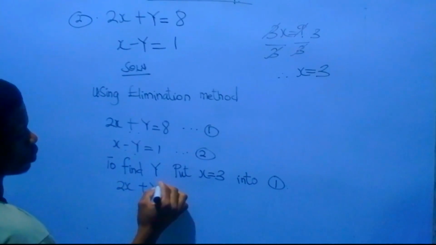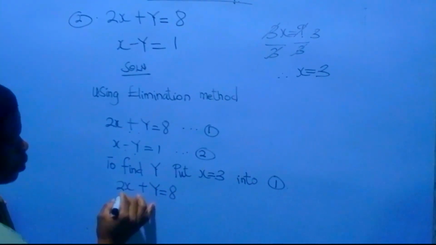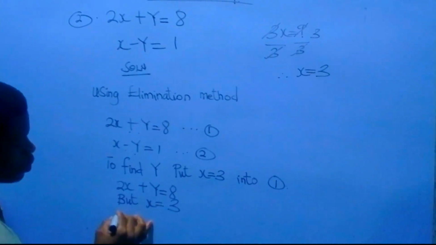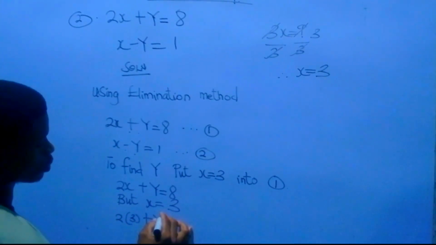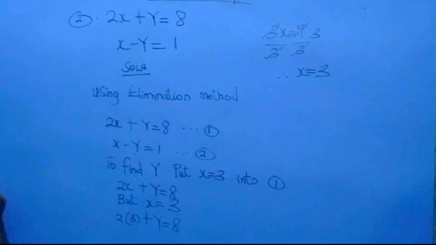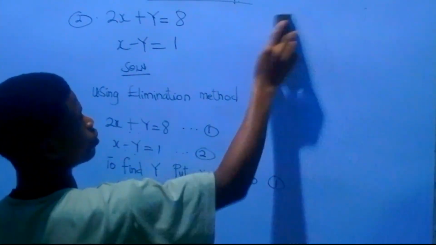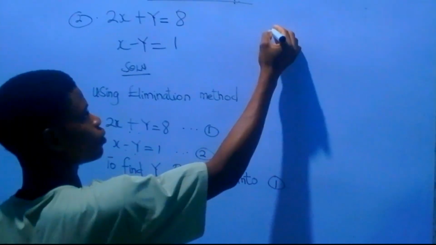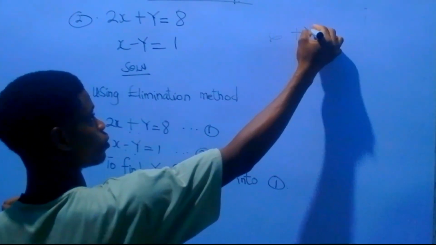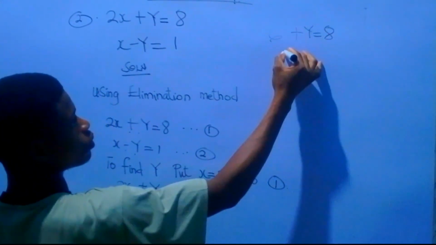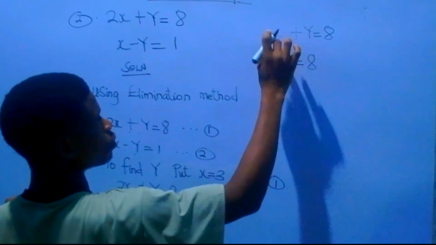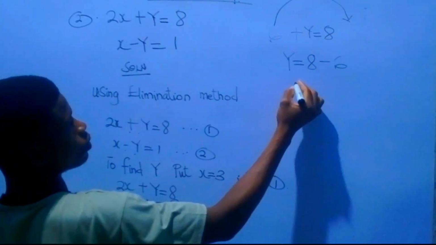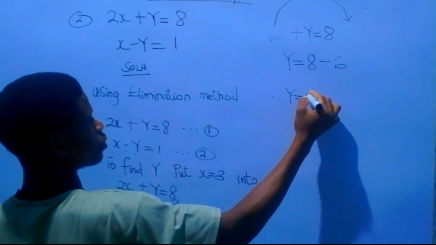So now I'll write equation 1. Wherever I see x, I'll put x is equal to 3. You see it, the 2 and the x are multiplying. So 2 times 3 is 6. Do you get it? Multiplication is easy. You should know from the 2 times table to at least the 15 times table. Now y is equal to, when this crosses the equal sign, it becomes minus 6. Very easy. So now y is equal to 2.